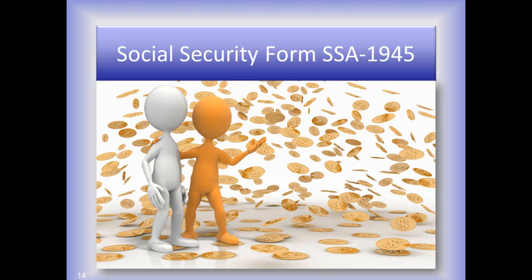Employers must give the statement to the employee prior to the start of employment, get the employee's signature on the form, and submit a copy of the signed form to the pension-paying agency. Now that would be OPERS or OP&F. Copies of the SSA 1945 form are available online at the Social Security website.